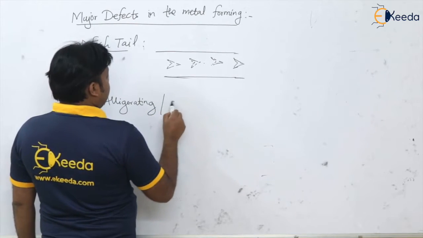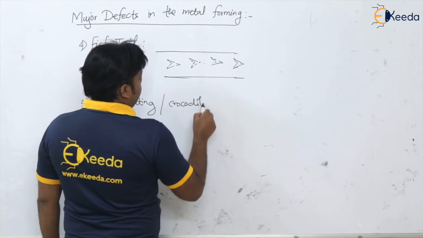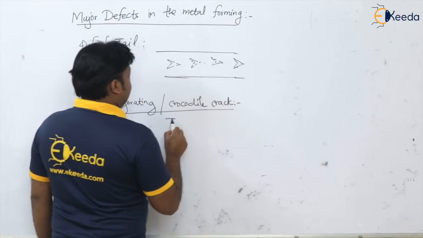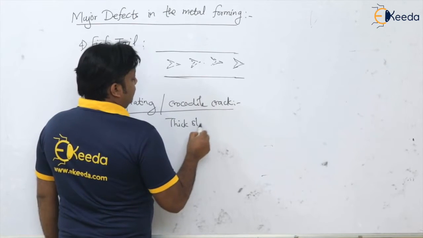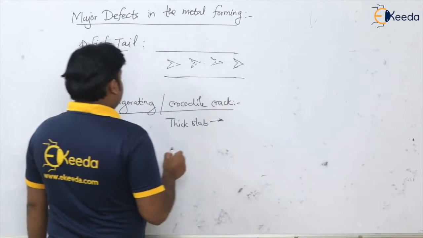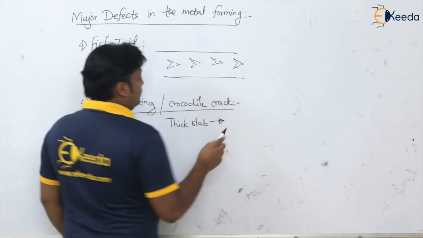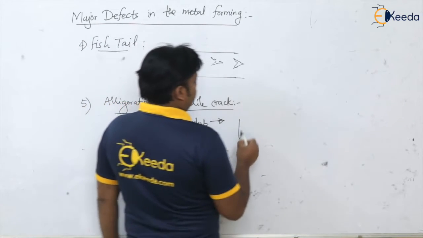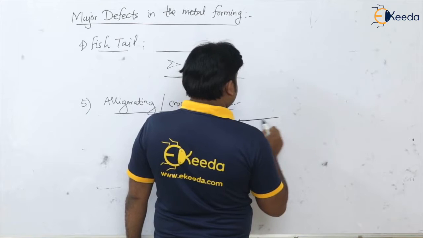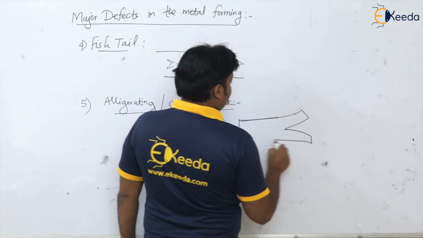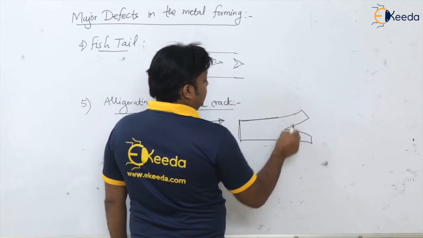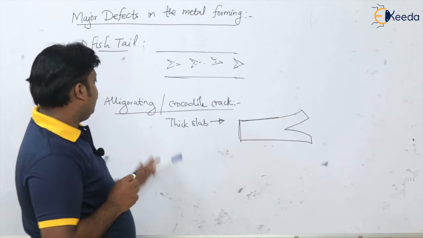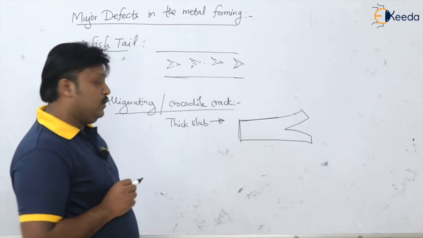Then the defects we have in the rolling operation, I am talking about alligatoring, or it is known as the crocodile crack. Generally when we are using a thick slab in the rolling operation, the sheet or the slab gets split into two halves, like this. This is what we call the crocodile cracks. This is one of the major defects in the rolling operation.